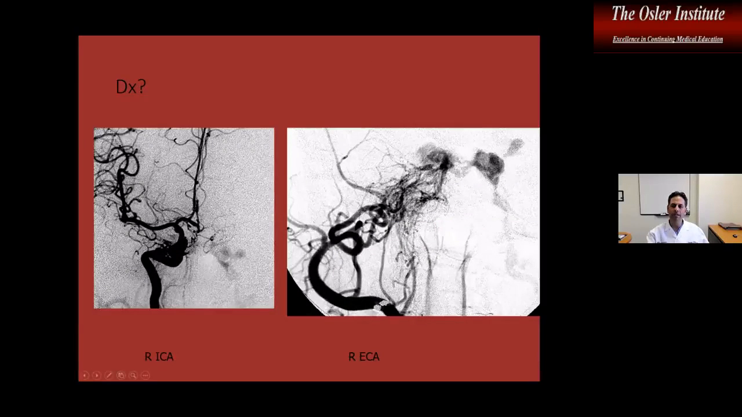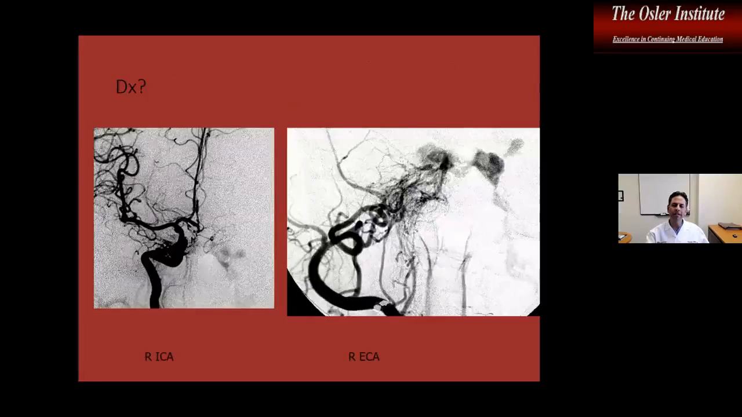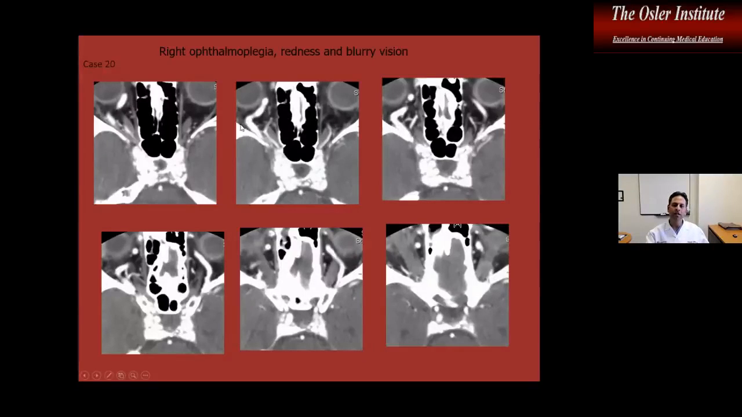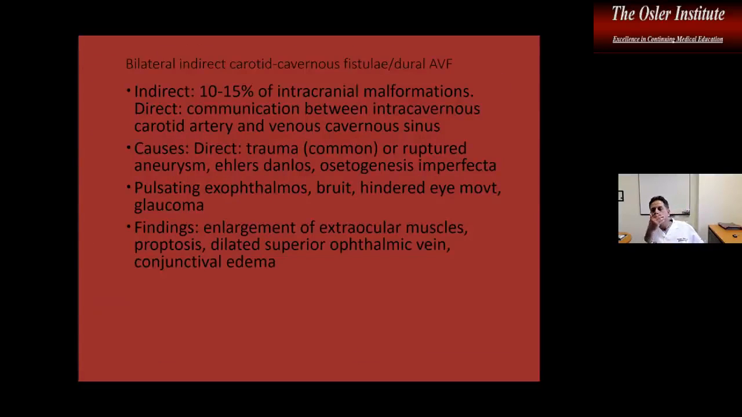Yeah, so you can see that here, this cavernous sinus is, well, this one's enlarged too, so this is both big. So indirect are 10 to 15. So another thing about indirect is you can see that this enlargement is not the same as that other huge enlargement I showed you before, right? So the indirect ones are sort of slow. So they're 10 to 15% of intracranial malformations.